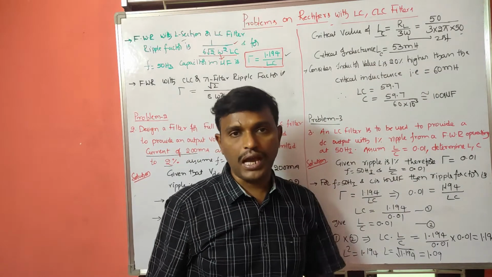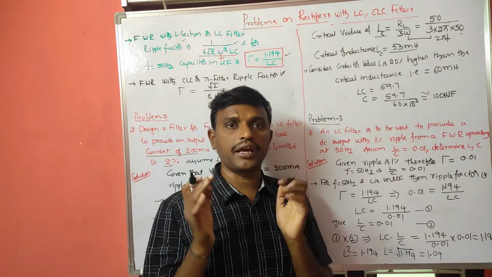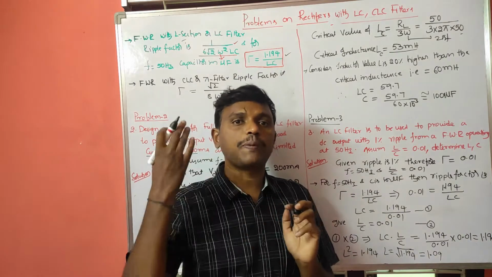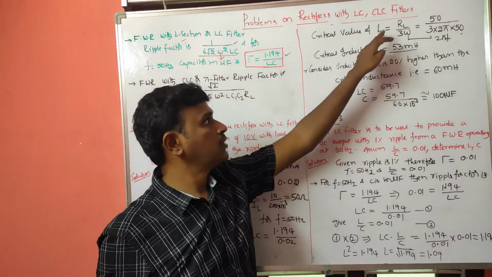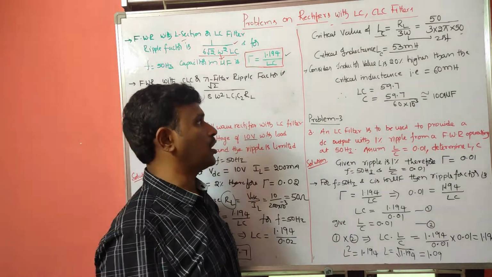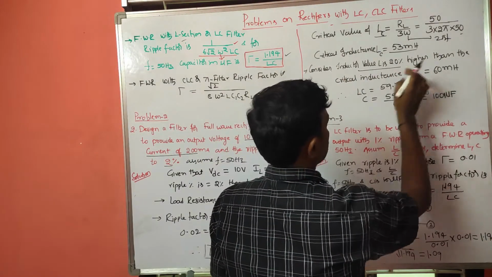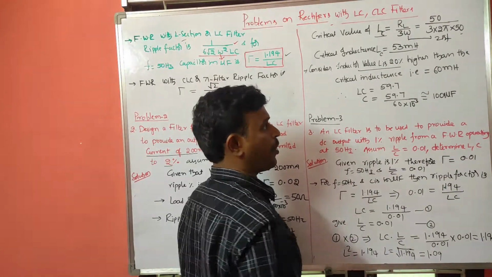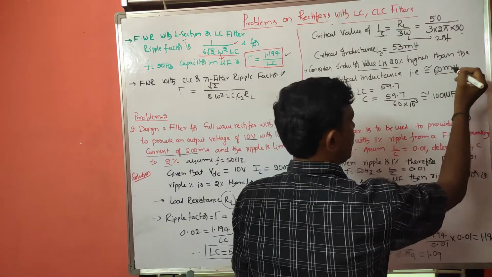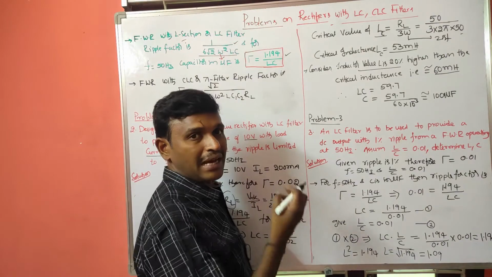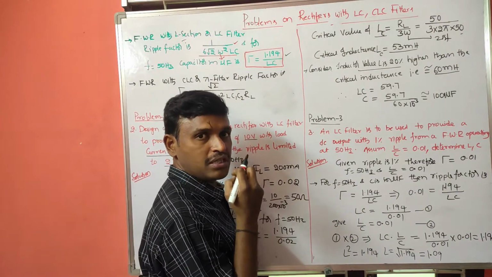But here we have to consider that the actual inductance value is 20% more than the critical inductance. So I am considering the inductor value 20% higher than the critical inductance, approximately 60 millihenry. So here the inductance value is 60 millihenry.